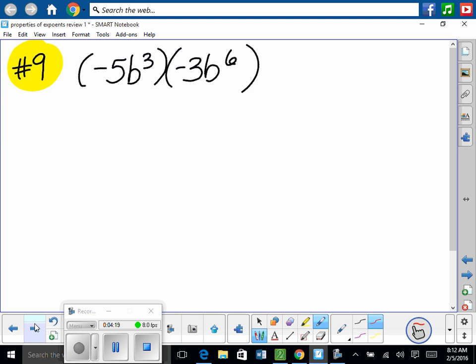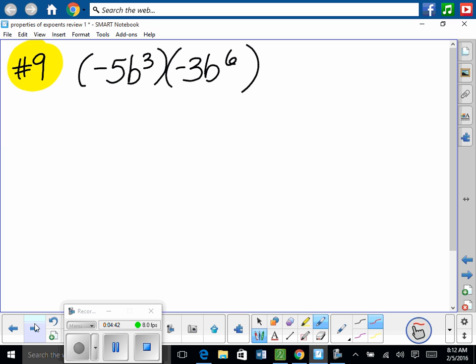So we have negative 5b to the 3rd times negative 3b to the 6th. Now look, isn't it multiplication? Yes. Now we know multiplication order does not matter. This is all just being multiplied. A lot of people still, but I'm hoping you're getting more comfortable, know that negative 5 is not connected to b cubed. It's just a multiplication sign. So these parentheses are kind of there to throw you off. Okay, so we're multiplying these things.